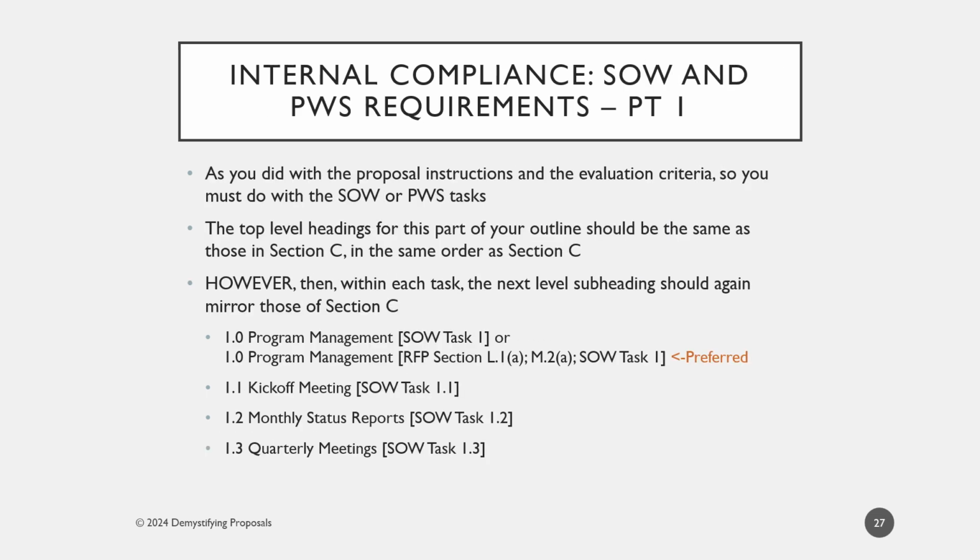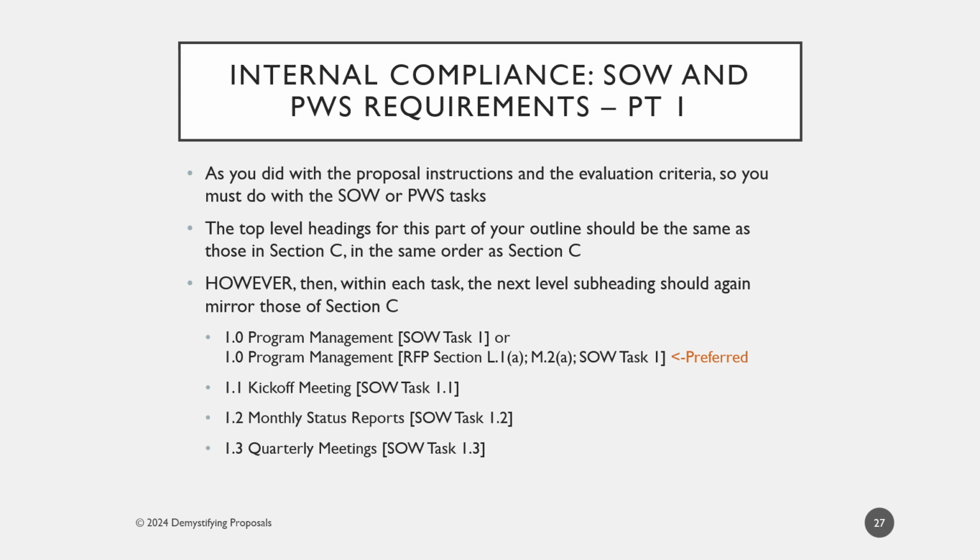So internal compliance can get really fun when it comes to the statement of work or the PWS requirements, because as you did with the proposal instructions and the evaluation criteria, so you now must do with the statement of work and the PWS task, right? The top level headings in this part of your outline should be exactly the same as those in section C, in the same order as section C. Don't rearrange things. And then within each task, if you have room, include the subsections as well.